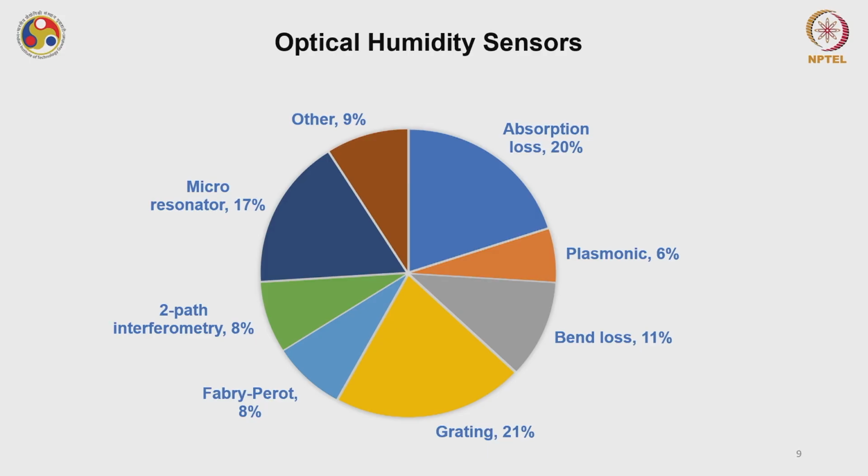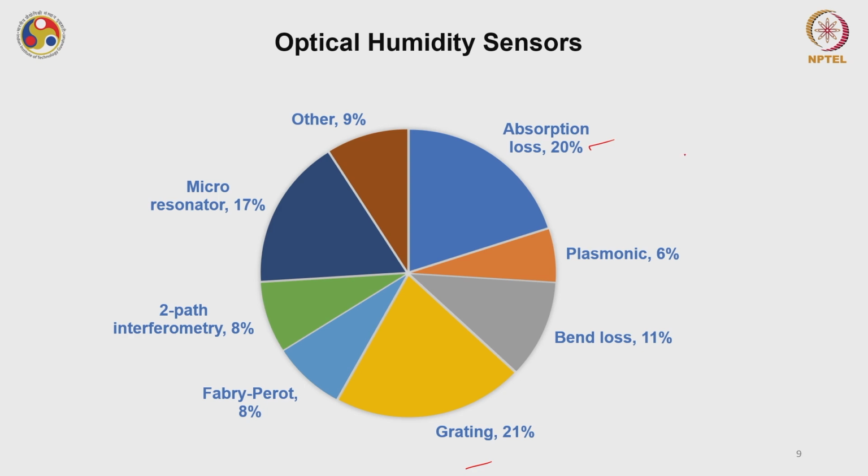So this is a pie chart where I have shown how optical humidity sensors based on different principles are acquiring the market. Mostly the research that is going on is dominated by absorption loss based optical humidity sensors and grating based humidity sensors, but then microresonators, interferometry, those kind of devices also exist. And what are these things?